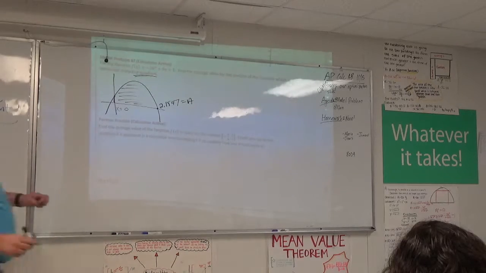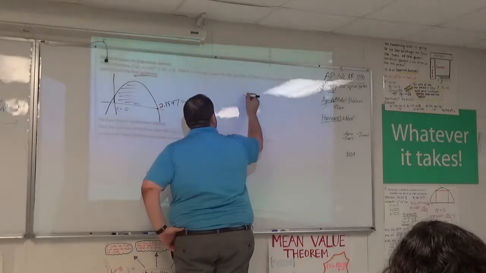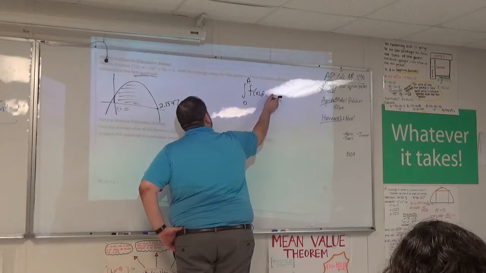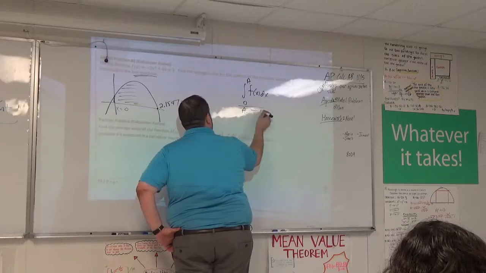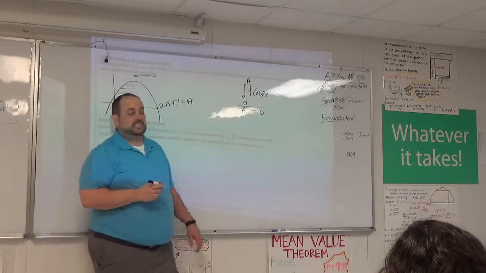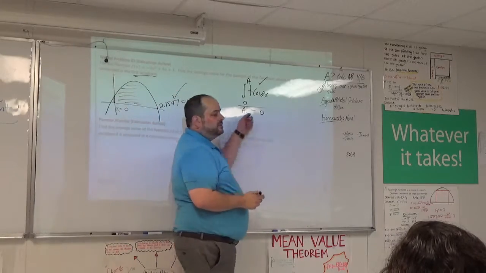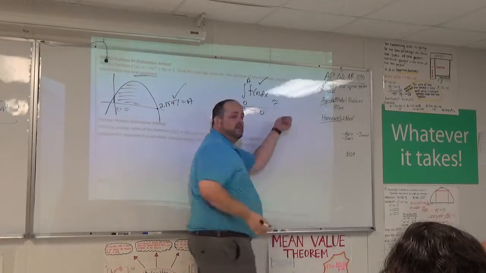All right, so the average value is going to be found by doing the integral from 0 to a, f of x dx, divided by a minus 0, or just a. Another point for the setup. Probably a point for finding the root. And the thing I care about: what's that final number?